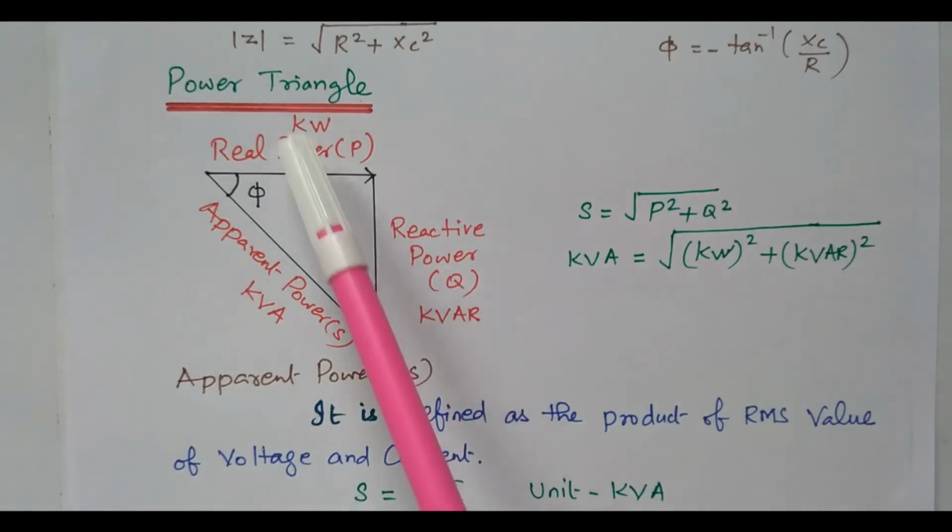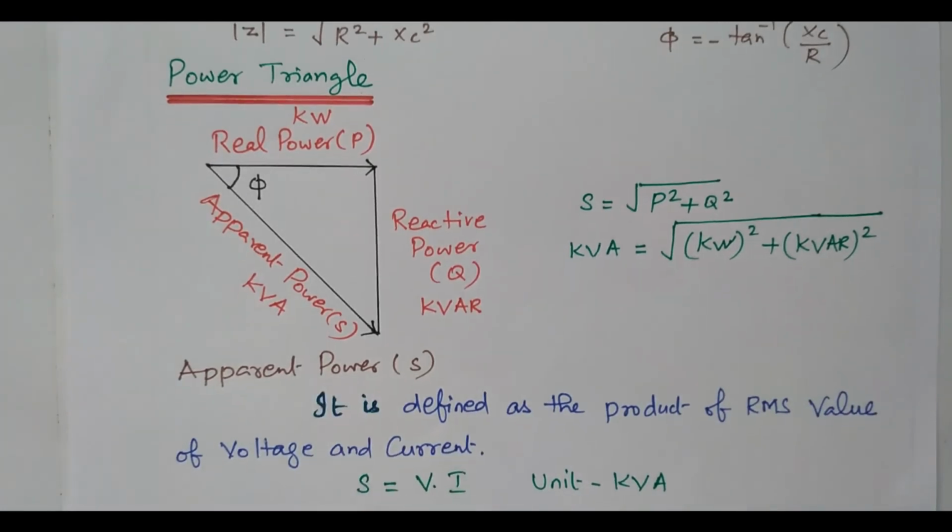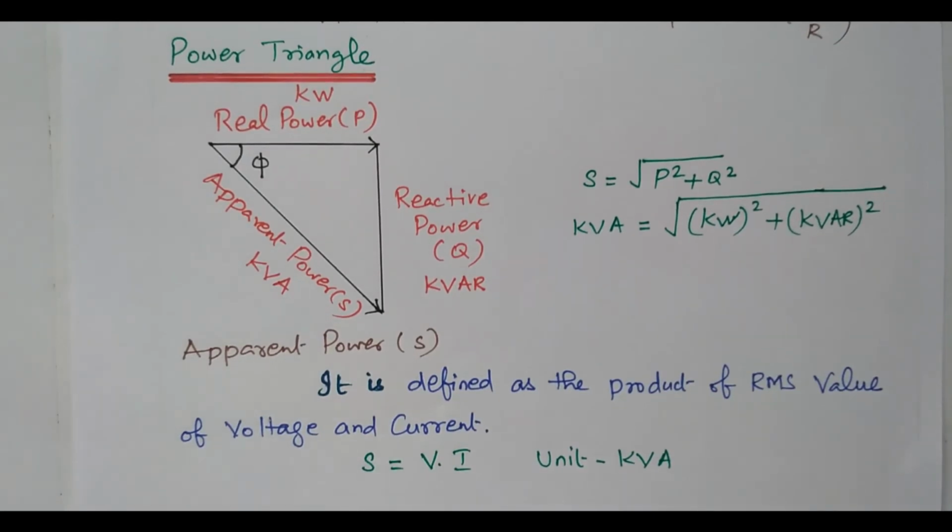The sum of these two, real power and reactive power, is the apparent power, total power, kVA. So S equals square root of P square plus Q square. That is kVA equals square root of kilowatt square plus kVAr square. Right? So the real power, reactive power and apparent power. Now we will see the definition. Apparent power is defined as the product of RMS value of voltage and current, S equals V into I. The unit is kVA.